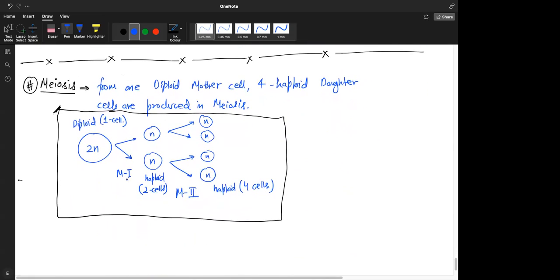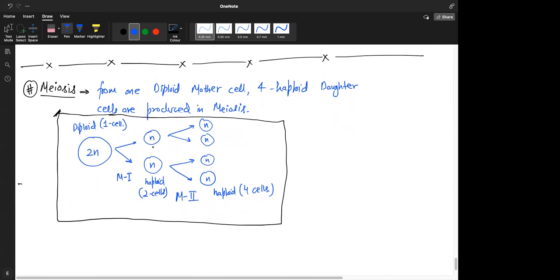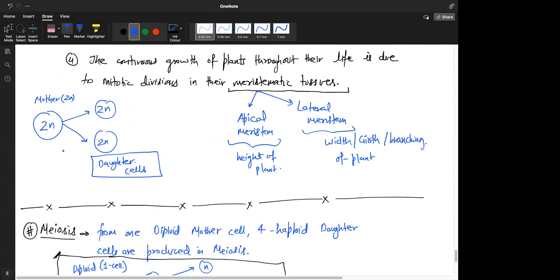Here, the first, M1, is reductional, right? So do you think DNA replication has happened here? Yes, Aisha? If DNA replication had happened, this would have become 4n, and upon dividing, it will be 2n and 2n. So DNA replication, or let me call it DNA duplication, happened during this stage. Yes or no? Otherwise, it is not possible from 2n.